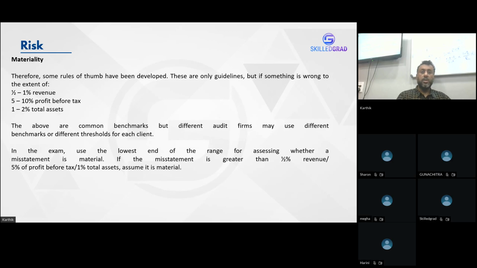This 5 or 10%, or half or 1%, is a judgment the auditor takes, depending on how ethical he feels the client is. If it's a new or very risky client, I might take the lower end of the band. If it is a very reputed client, who I think is very ethical and will not cheat, then I might take the higher end of the band. But anything more than the higher end of the band is definitely not acceptable, even for a very ethical client. Clear, guys? Any doubts?